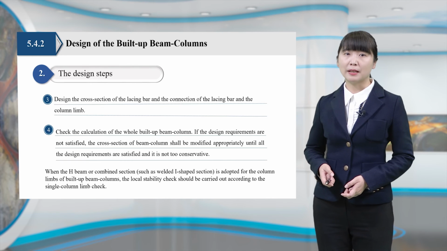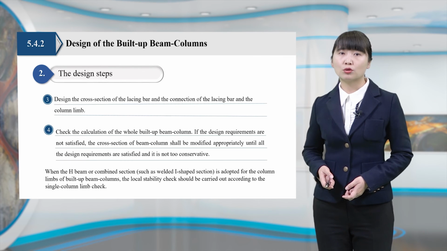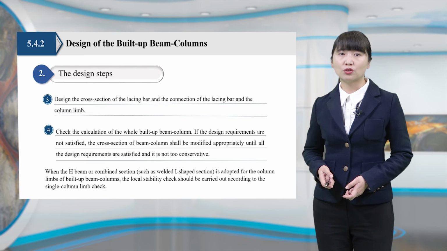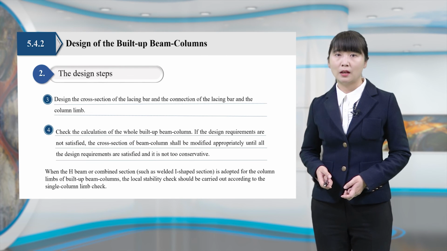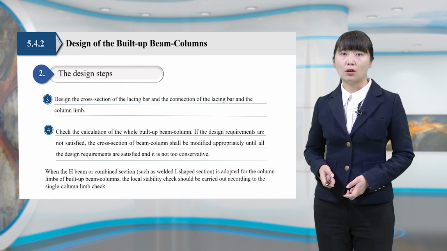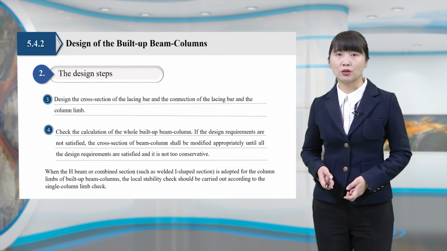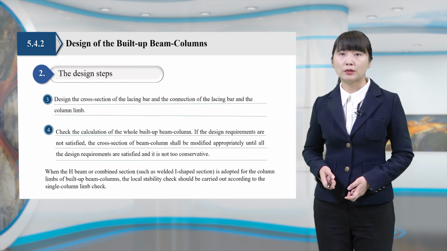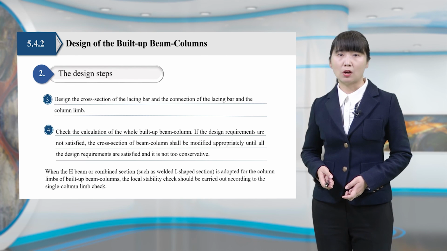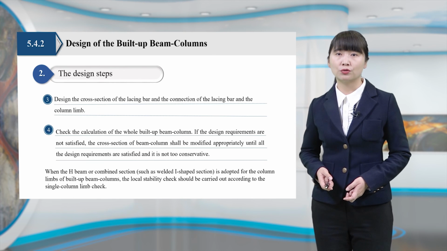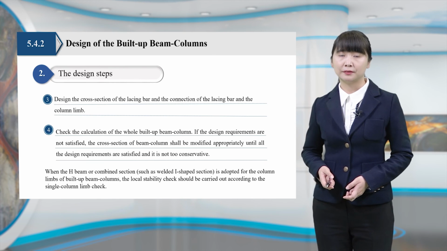If the design requirements are not satisfied, the cross-section of beam column shall be modified appropriately until all the design requirements are satisfied, and it is not too conservative when the H-beam or combined section, such as welded I-shaped section, is adopted for the column limbs of built-up beam columns. The local stability check should be carried out according to the single column limb check.